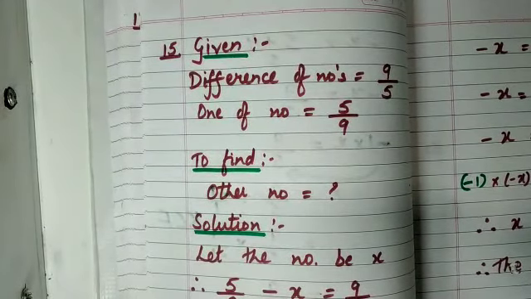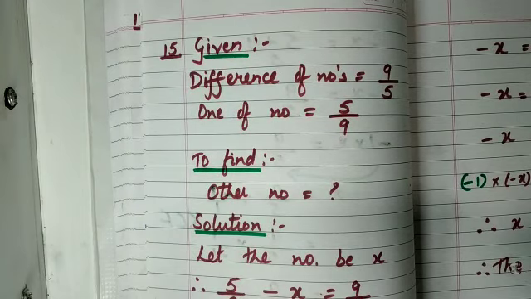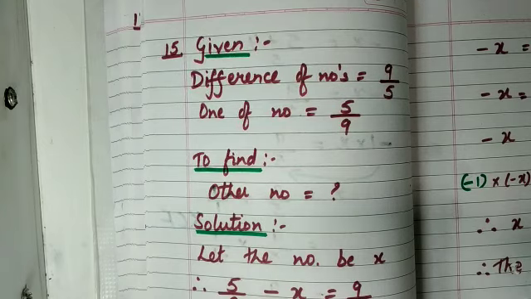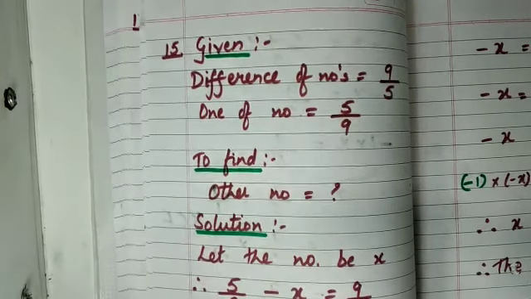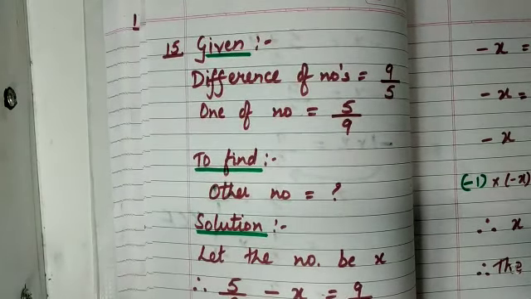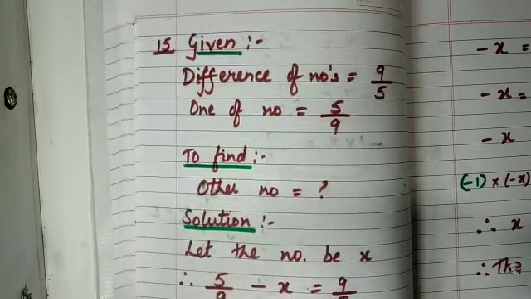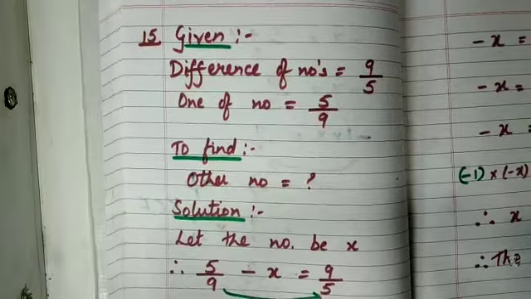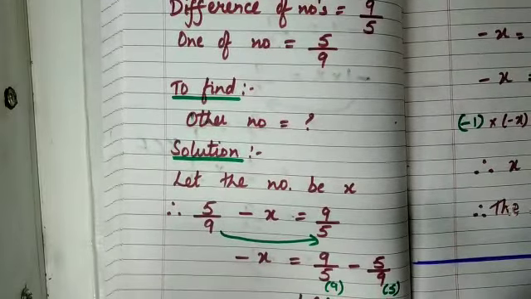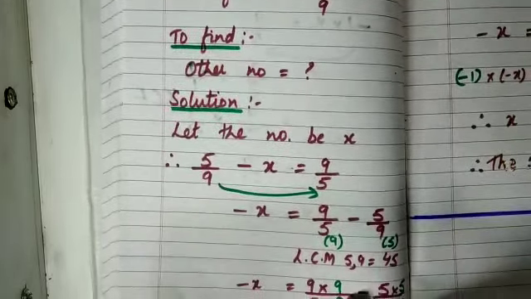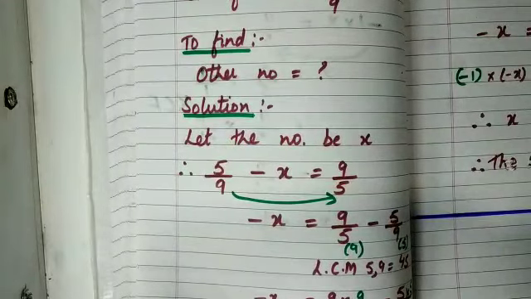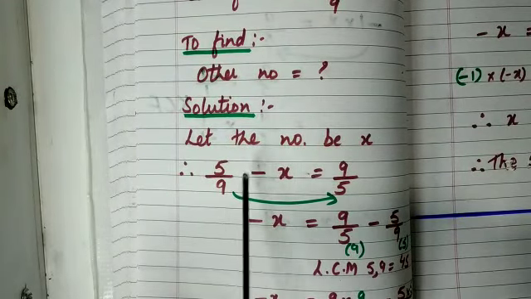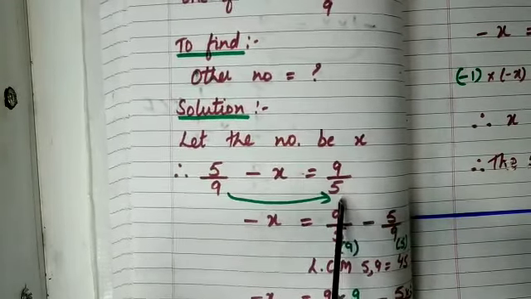Next, question number 15. What should be subtracted from 5 upon 9 to get 9 upon 5? As I told you, subtraction questions, always read the questions carefully. What should be subtracted from 5 upon 9 to get 9 upon 5? That is, 9 upon 5 is the difference between the two numbers and our assumed number is x. Okay, what should be subtracted from 5 upon 9? So 5 upon 9 minus x equals to 9 upon 5.